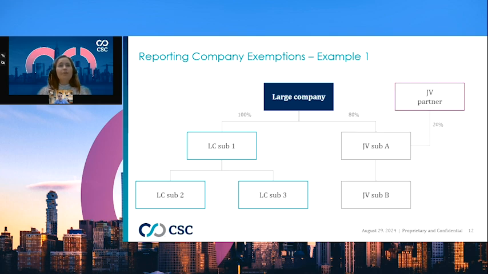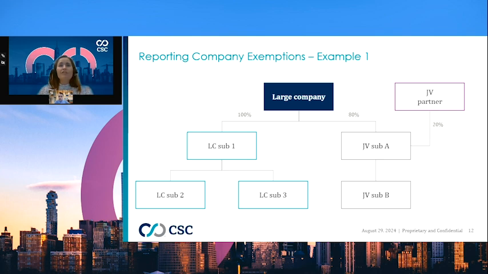Switching the example a little bit, here we have a JV partner with a 20% interest in JV sub A. LC sub 1 and its subsidiaries LC sub 2 and LC sub 3 are still wholly owned by large company, so they can rely on the subsidiary exemption. However, JV sub A and JV sub B are only partially owned by large company. They will need to inquire about the status of JV partner unless they independently qualify for some other exemption.